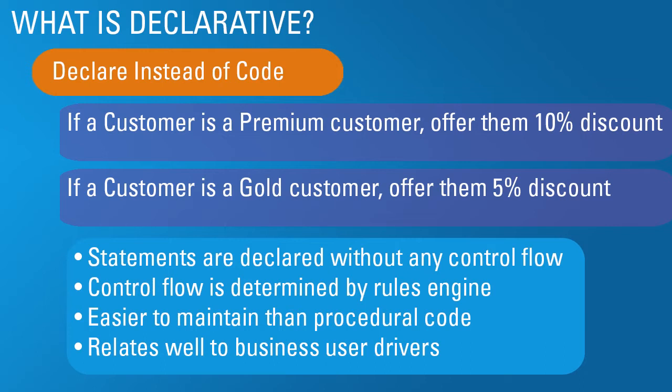The control flow and the order that these rules are run in an inference engine are determined by the rules engine itself. So the statements themselves do not determine anything about the control flow. There's no ordering and there's no dependency across the two of them. This is much easier to maintain. So a business user can look at a statement and read the statement, not need to know anything about any of the other statements, and be able to create rules that are powerful and subject to the business. So this style relates very well to a business user.